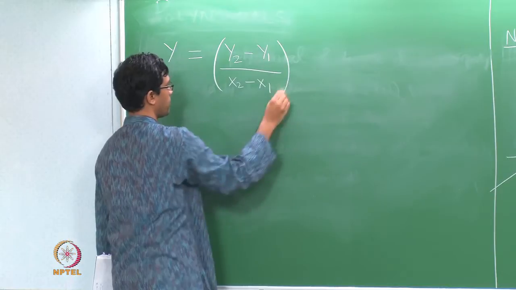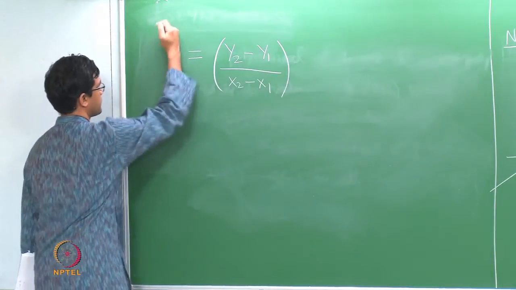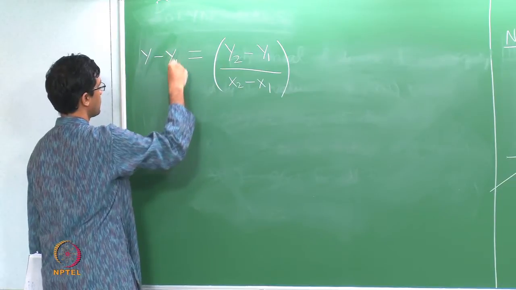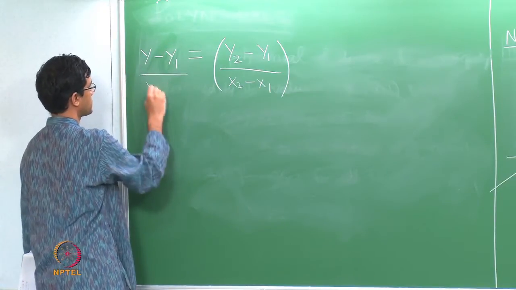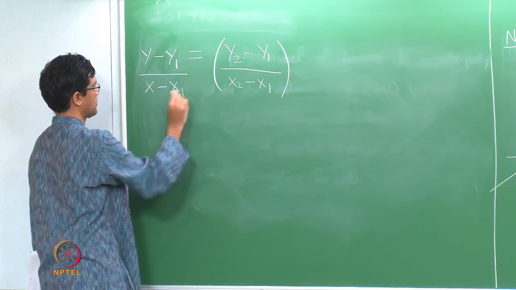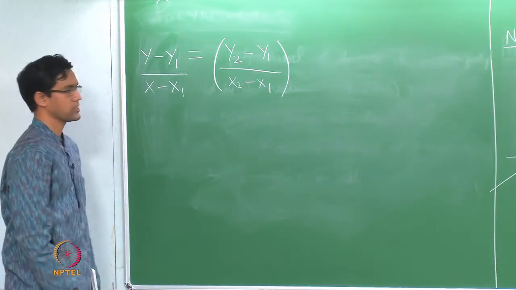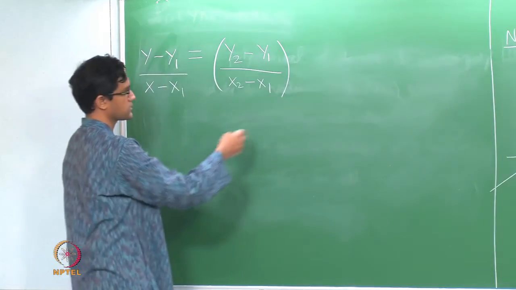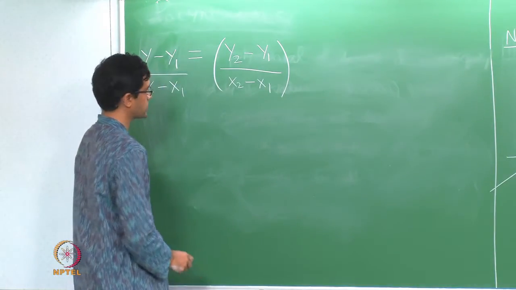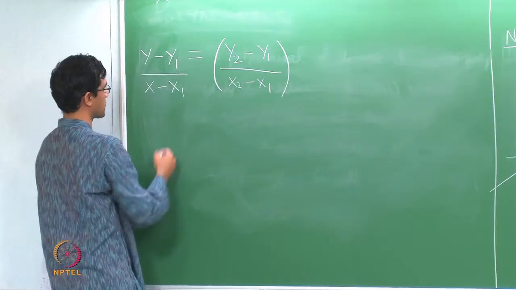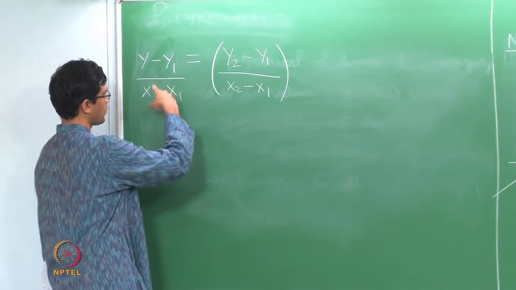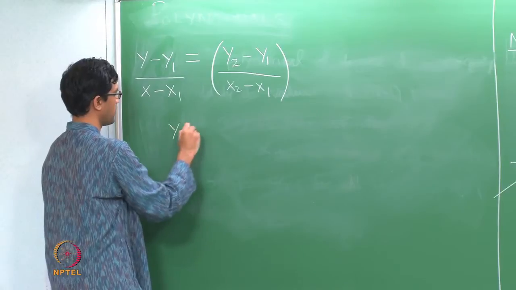So that's the slope, and so let's write it in slope form. It says (y minus y1) by (x minus x1) is the same as (y2 minus y1) divided by (x2 minus x1). So this is the equation of the straight line which passes through those 2 points. So let's just simplify this a little bit. I'm going to write it as y equals something. So I'm going to simplify this.